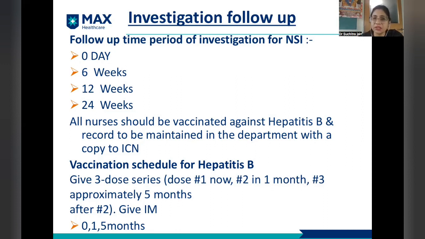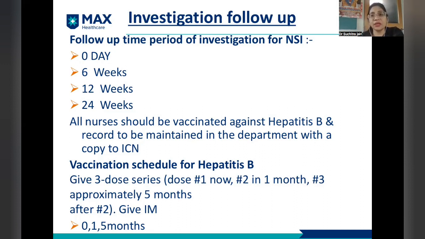So 0 weeks, so the day of injury, then 6 days, 12, and 24 weeks. So up to 3 months, you have to follow this case of a needle stick injury. Now, this is an important timeline. Why do we say that you have to follow for 6, 12, 24 weeks?